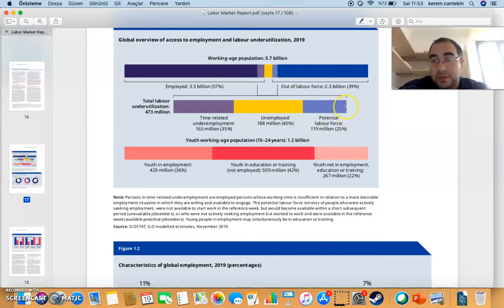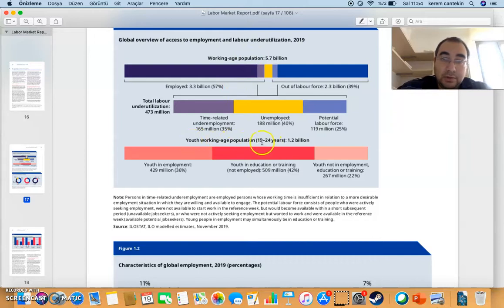Of course, the separation of this bottom group from the out of the labor force group can be a discussion. Probably part of the people in this group are people with family responsibilities or disabilities. I mean, there are some real obstacles for them to get to actual jobs. Those obstacles probably don't exist in this group. And then you have 3.3 billion people who are employed, 57% of the working age population.